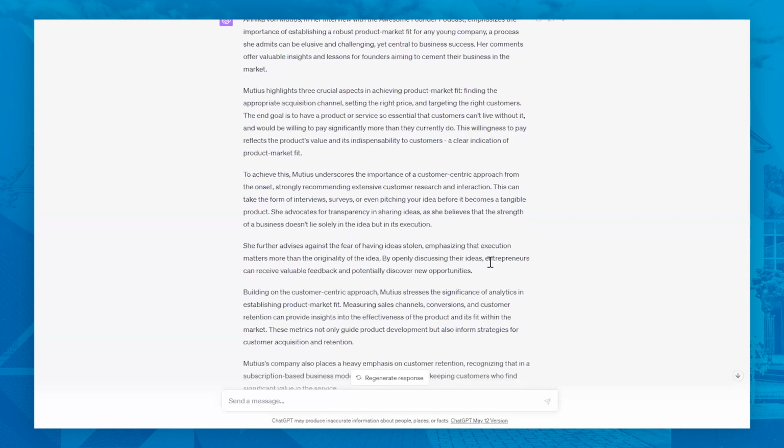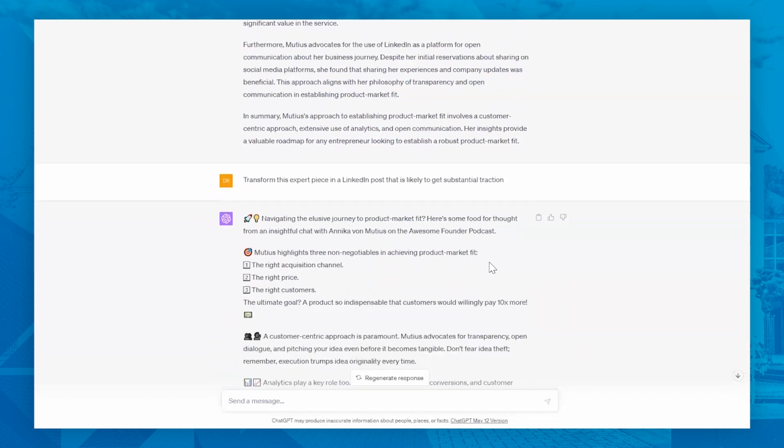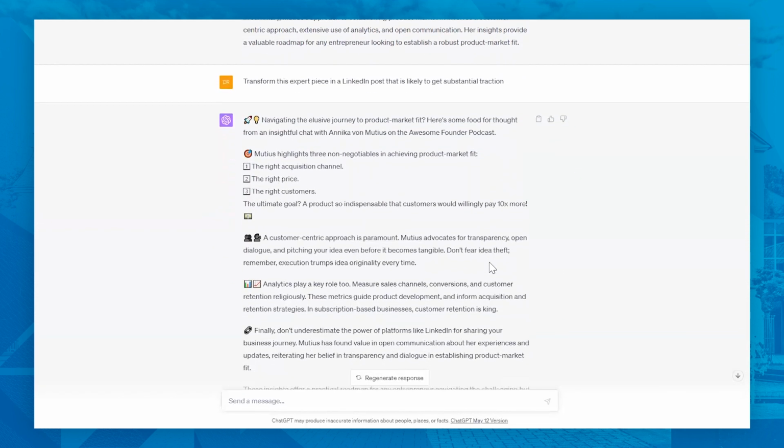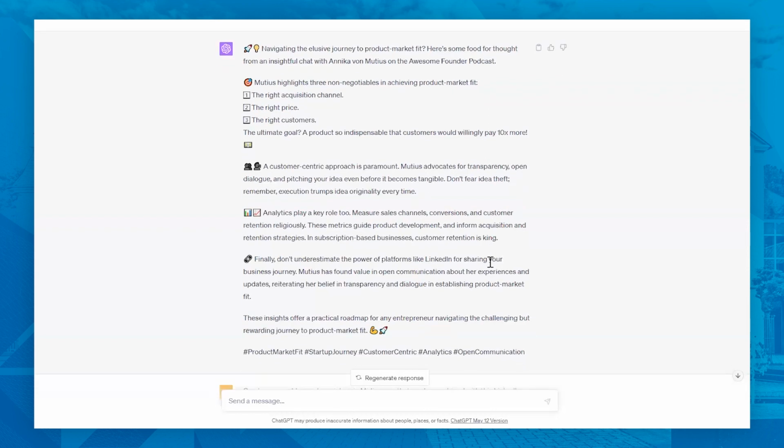And then, of course, the next step that you can do is to say, okay, now we have the expert piece. Now, please write me a LinkedIn post about the expert piece. So then you can say, transform this expert piece into a LinkedIn post that is likely to get substantial traction. And then you see ChatGPT actually is able to make a very nice and engaging LinkedIn post based on the expert piece. So in that way, step by step, in a very short amount of time, you can start from your audio and actually come to a very engaging LinkedIn post.